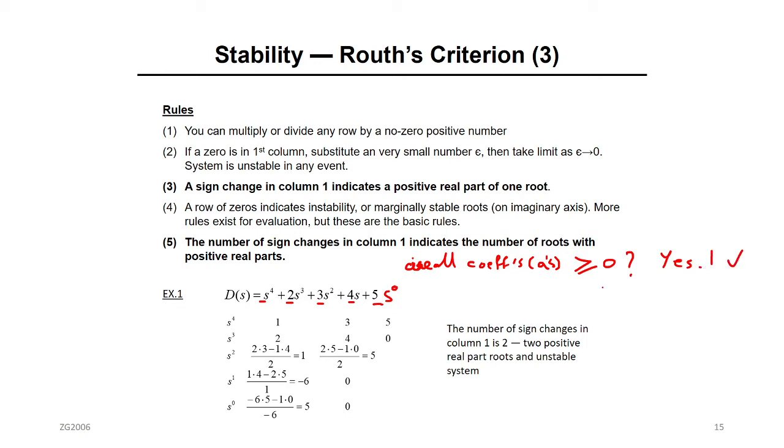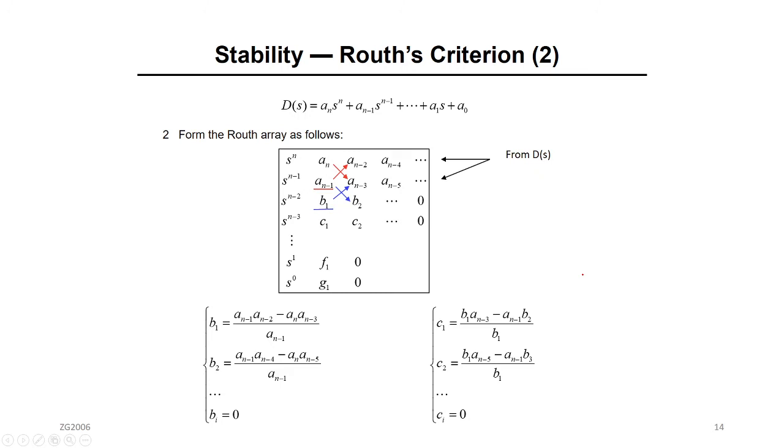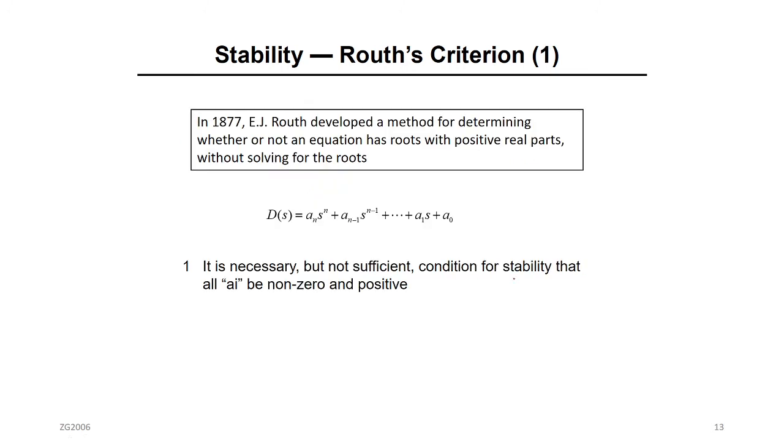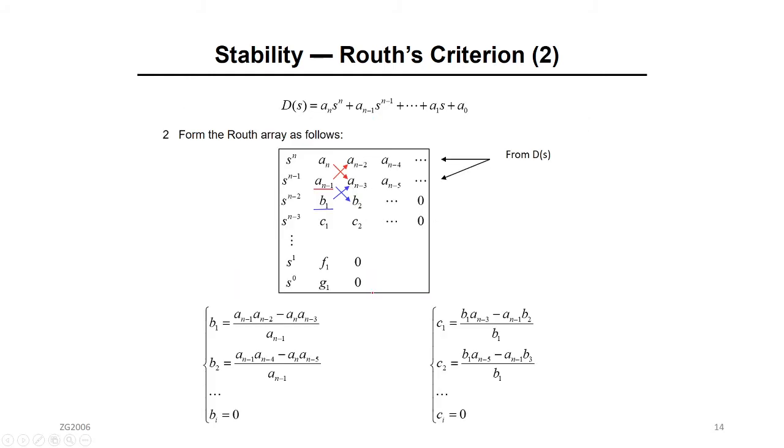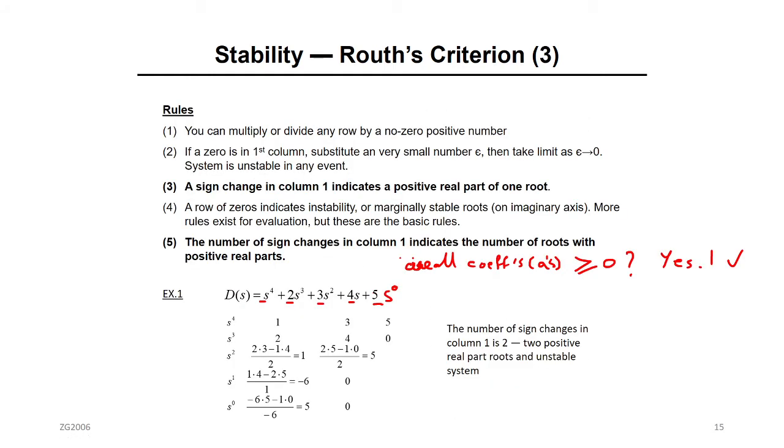Good. Checked. What did we say also? All coefficients must be non-zero and positive. So this is the first condition, okay? This is the most important condition. If yes, is the system stable or unstable? You don't know. You have to build the Routh array, and then you can decide whether the system is stable or unstable.